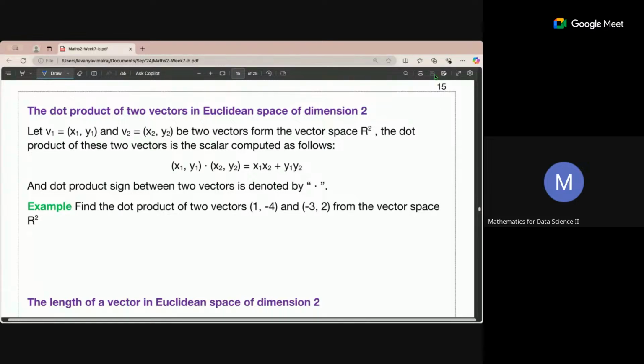So we start with something which we already know. We know what dot products are. So we are going to start with dot products and then we will move on to inner product spaces. What is meant by the dot product of two vectors in Euclidean space of dimension 2?